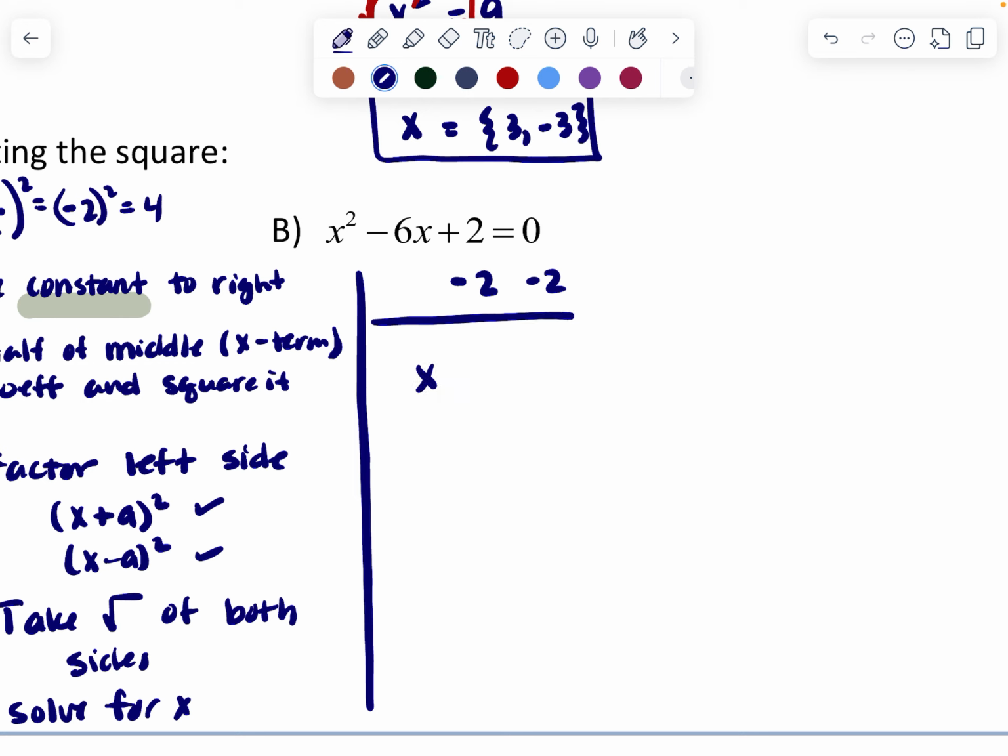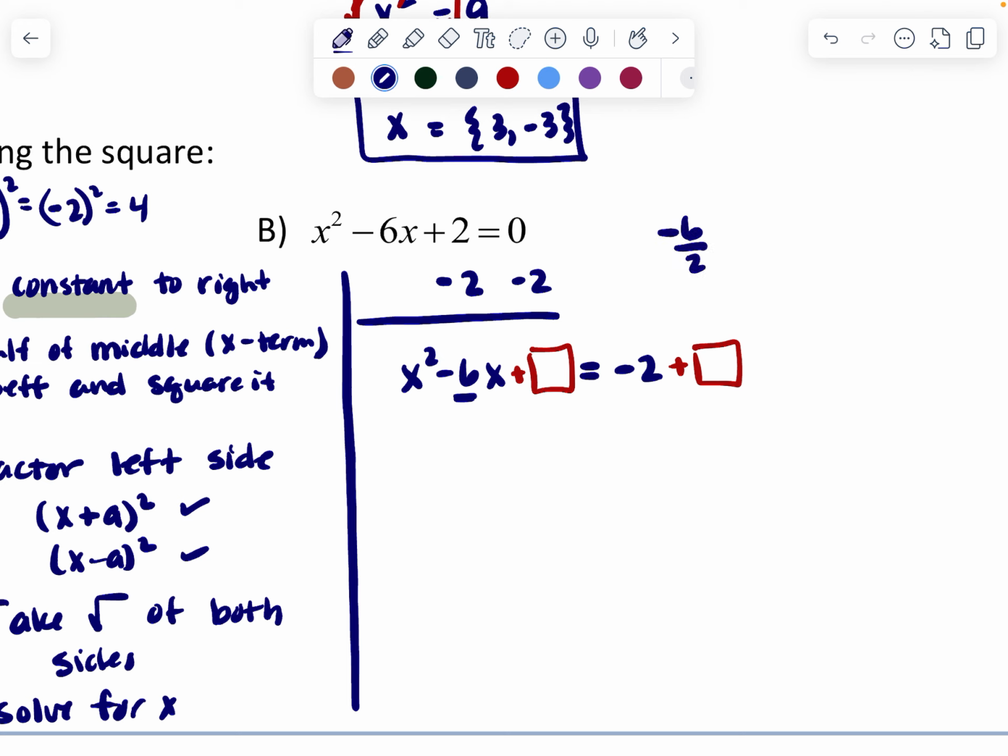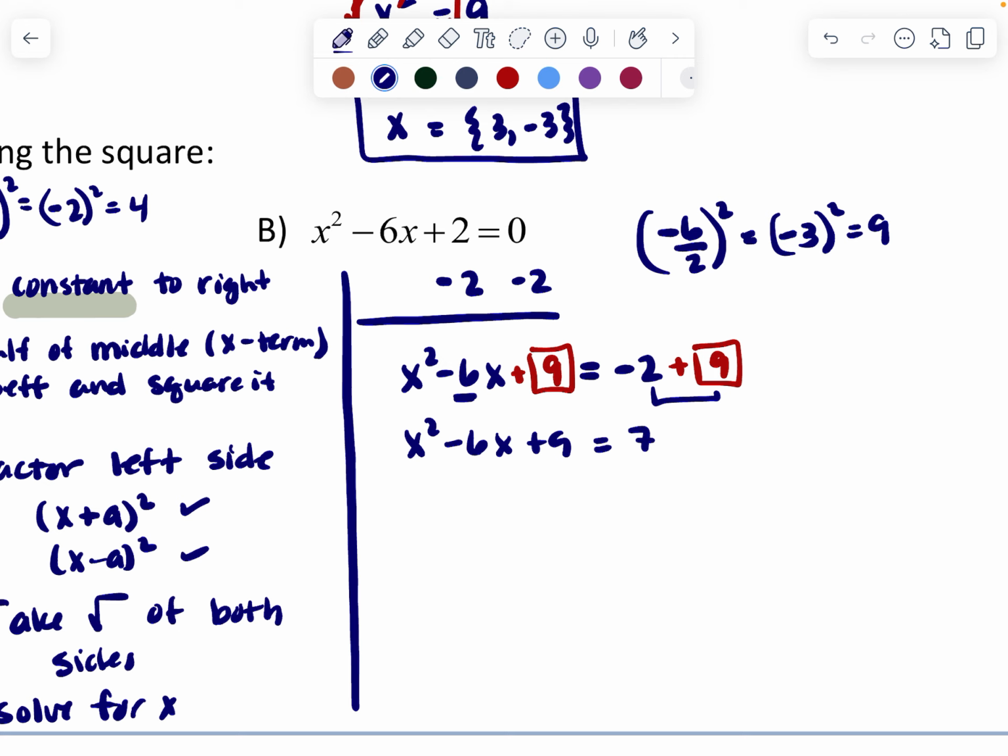So you're going to get x squared minus 6x equals negative 2. Step number 2 is to complete the square. And remember, to complete the square, you're going to take half of the middle term, so negative 6 divided by 2, and you're going to square it. So it's going to give you negative 3 squared, which is positive 9. So I'm going to add a 9 to both sides of the equation. Now my equation is x squared minus 6x plus 9 equals negative 2 plus 9, which is 7.